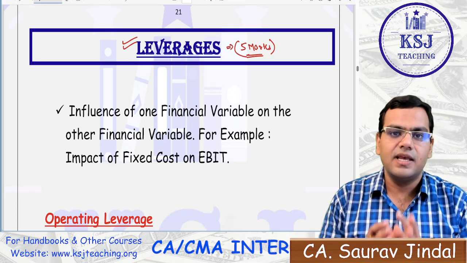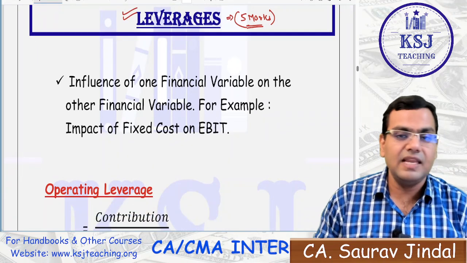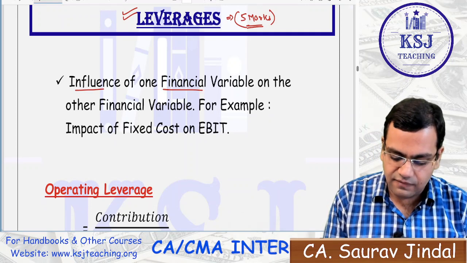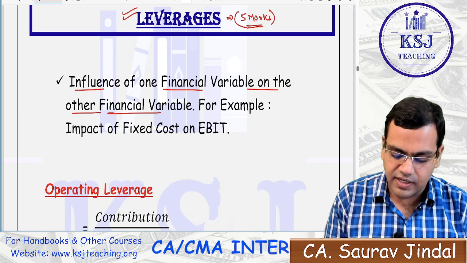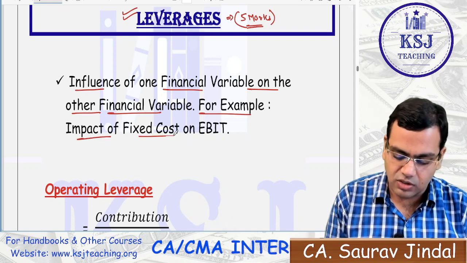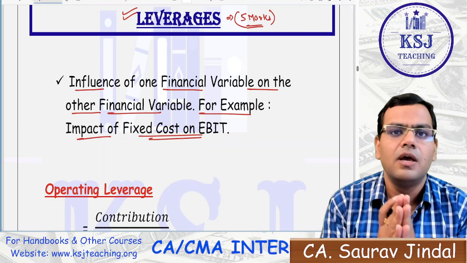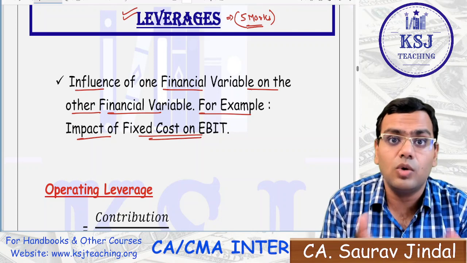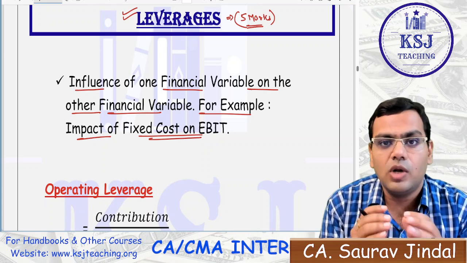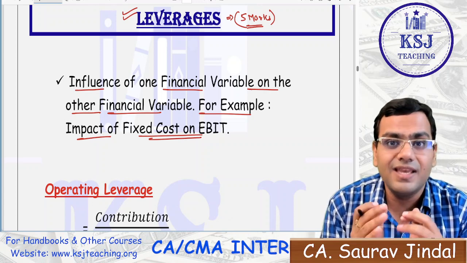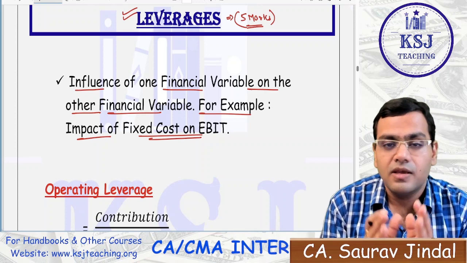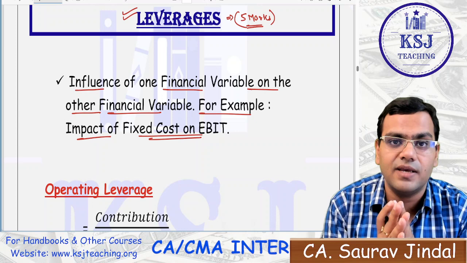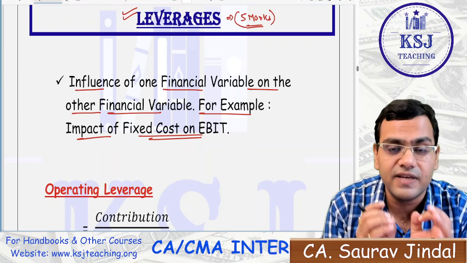Now, what is this leverages? Leverage helps us in understanding the influence of one financial variable on the other financial variable. For example, the impact of fixed cost on EBIT. In very simple terms, what is a lever? A lever is a tool which is used to lift a heavy object, right? So leverage tells us how we can increase our profits with the use of some financial variable. What is that financial variable? That financial variable is normally the fixed cost.